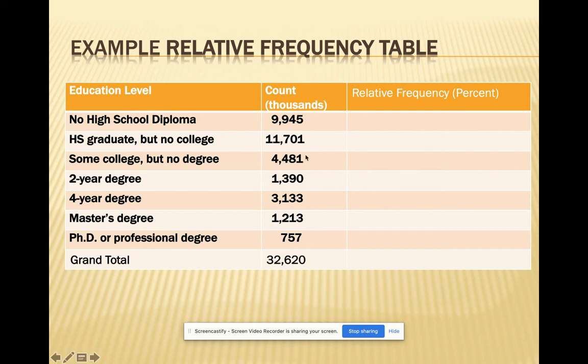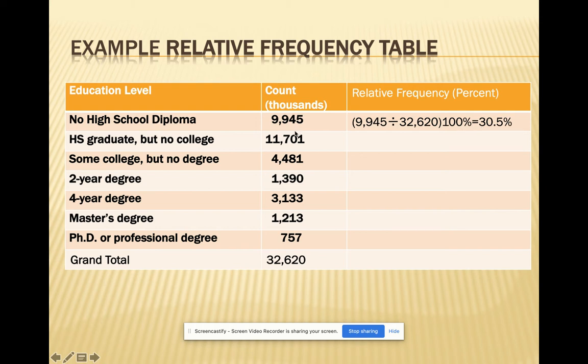All right, so I want to find the relative frequency, so I add up and get a grand total of 32,620 people were in this sample. And so the percent or relative frequency who had no high school diploma was 9,945 divided by the 32,620 and multiplied by 100% to get 30.5%.